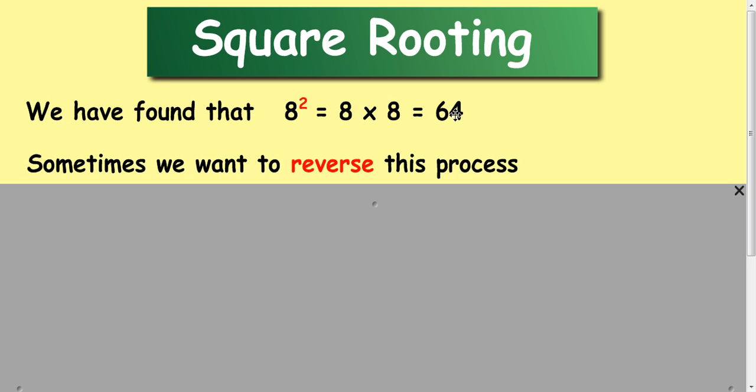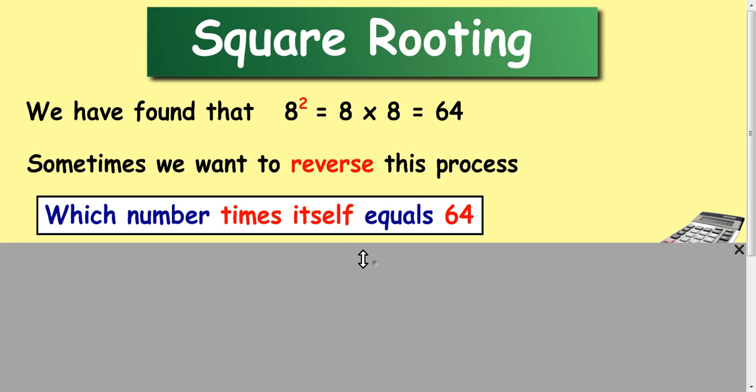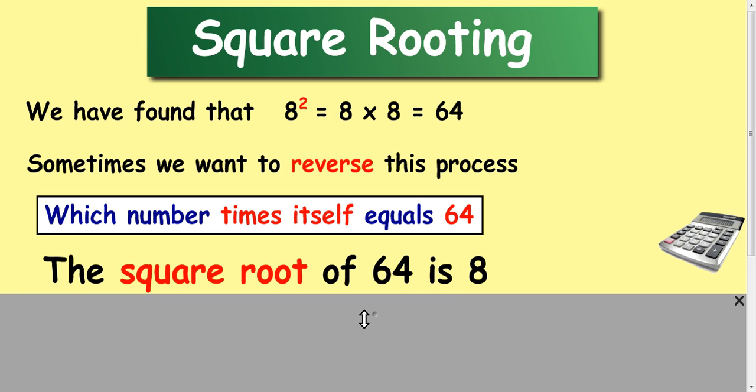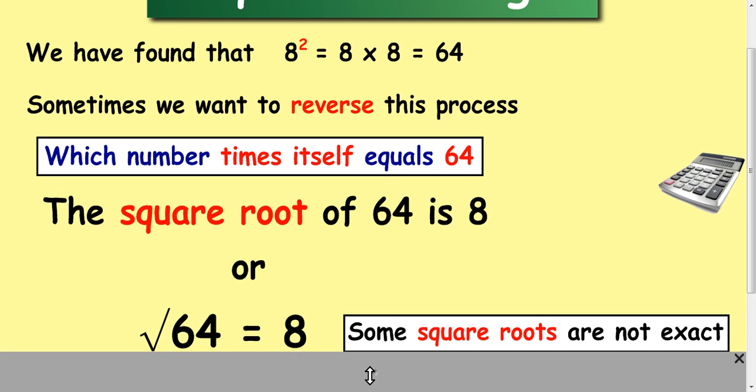8 squared is 64. 8 times 8 is 64. What we're really asking is, what number do you multiply by itself to get 64? You're starting with the answer, if you like. That's called the square root of 64. So the square root of 64 is 8, written like this.